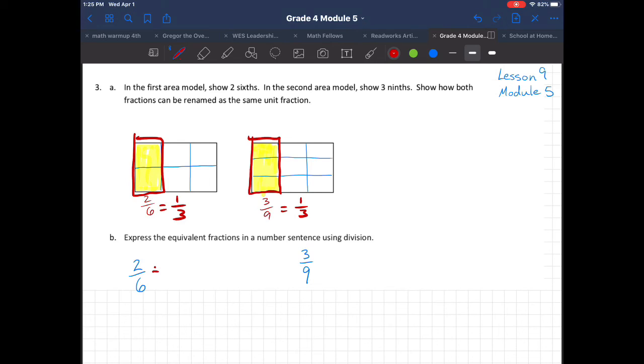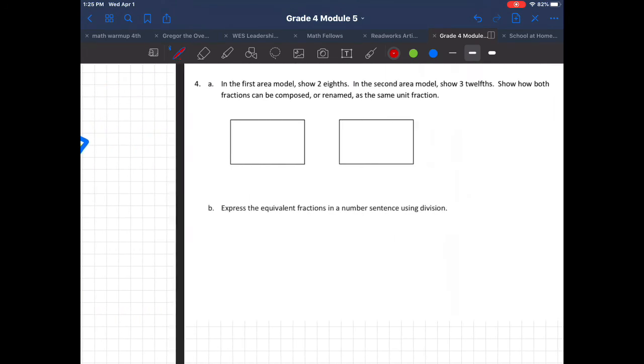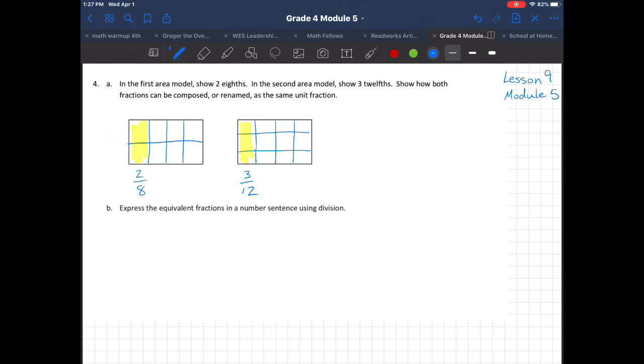And for our division, for 2/6, we can divide by 2/2. And for 3/9, we can divide by 3/3. And for both of them, we come back to 1/3, just like our picture showed. Aren't fractions fun? So 4 is basically the same as 3. We just have a different set of fractions.